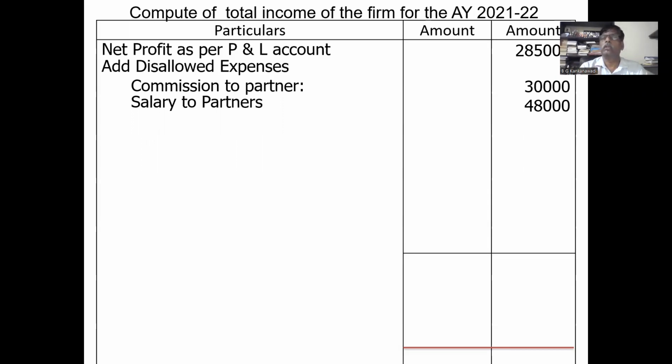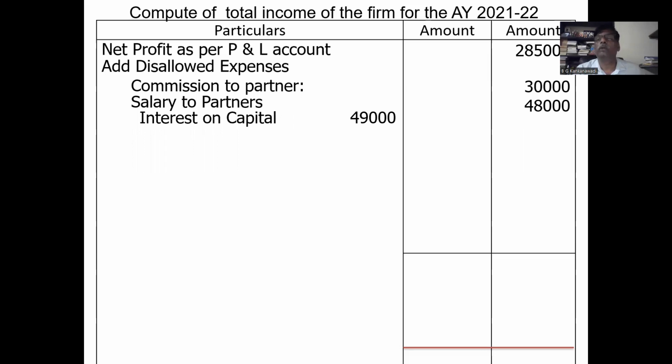First you take individual partner salary or individual partners commission in the inner column. Take the total to the outer column. Because of space problem, I directly took the lump sum amount. Salary to partners, second one. Third is interest on capital. Total interest on capital is 49,000.